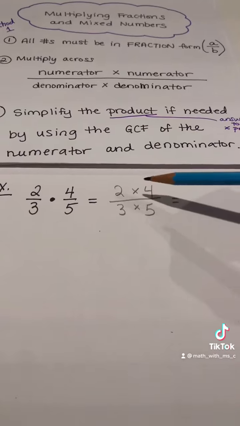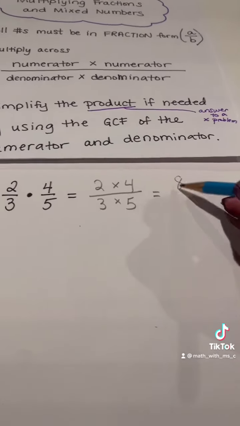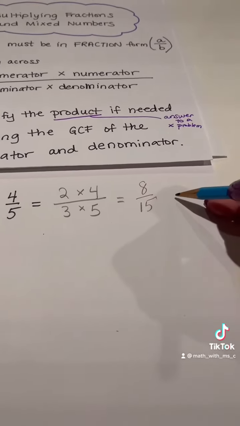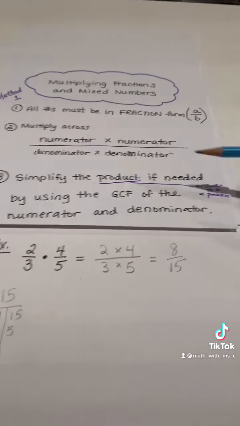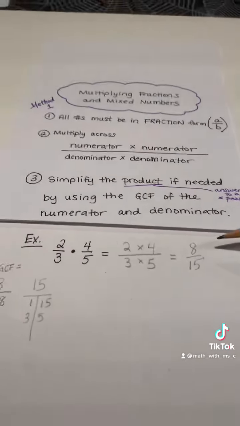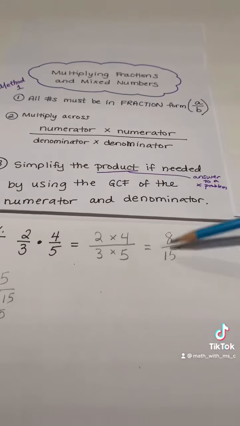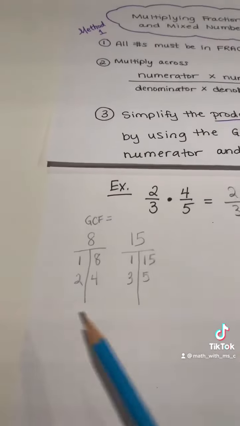Now let's multiply across. 2 times 4 is 8. 3 times 5 is 15. Now, the last step says simplify the product if needed. So what I did is I wanted to list the factors of 8 and 15. So I did that here.